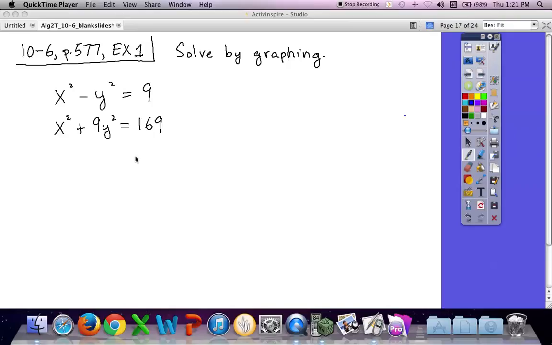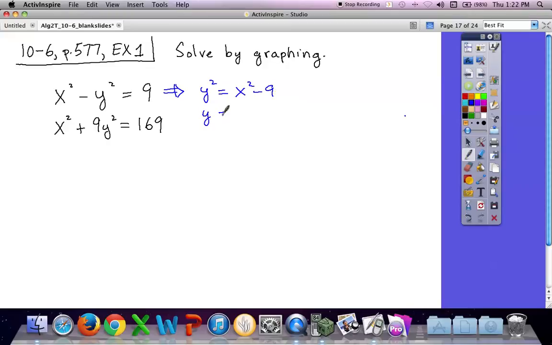Okay, finally, you can solve these quadratic systems by graphing too. It's just that in order to do that, you're going to have to solve these equations for y first. And in the case of this first one, that will look like y squared equals x squared minus 9, and then you have to take the square root. y equals plus or minus the square root of x squared minus 9.